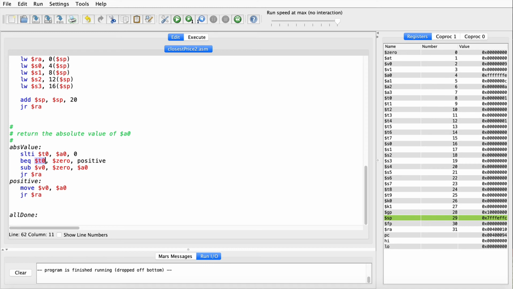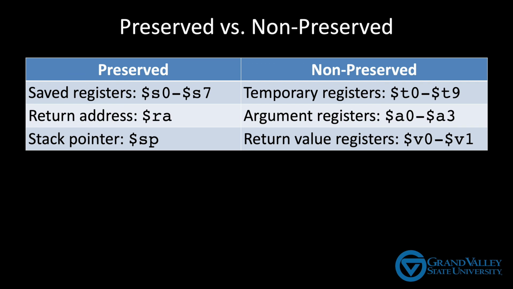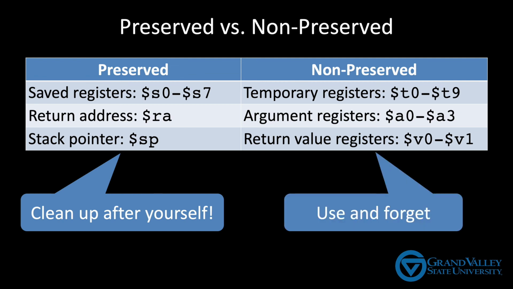MIPS divides its registers into two categories: preserved and non-preserved. The S registers, the return address register, and the stack pointer are all classified as preserved. That means if you use them, you're expected to put them back the way you found them. Or in other words, clean up after yourself. The T, A, and V registers are all non-preserved. That means you can use them whenever you like, you don't have to worry about what's already there, and you just forget about them when you're done.